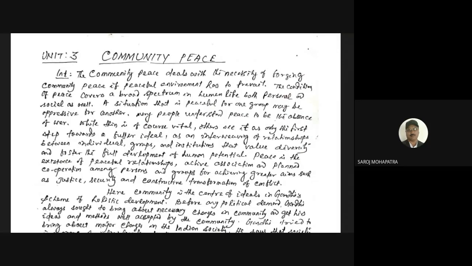A bigger community. So if they try to develop community peace, all should be joined in a cooperative way. Then only can community peace be achieved. So here community is the center of ideals in Gandhi's scheme of holistic development.